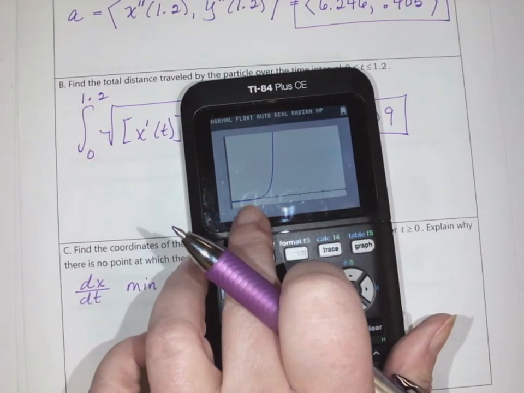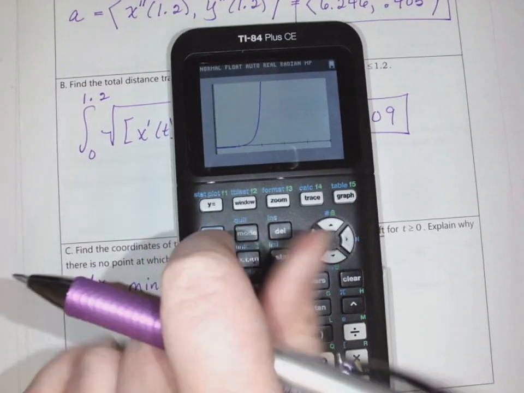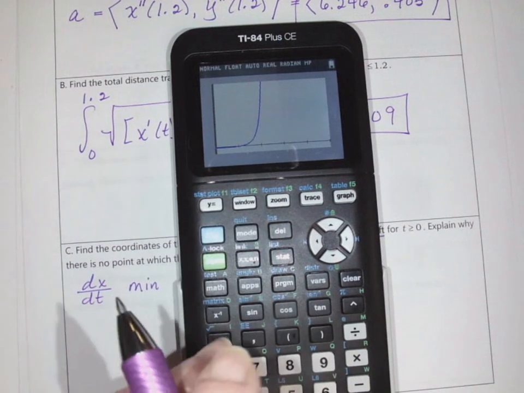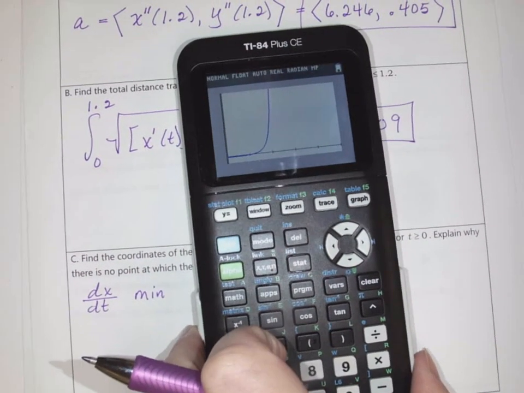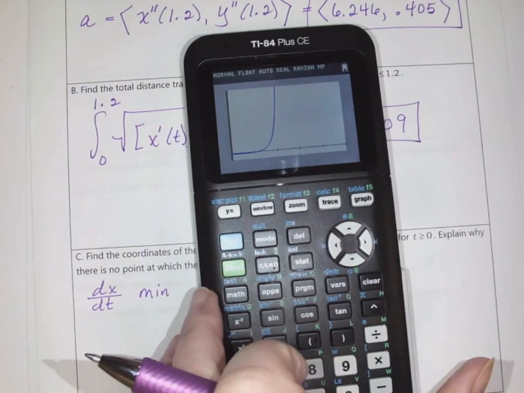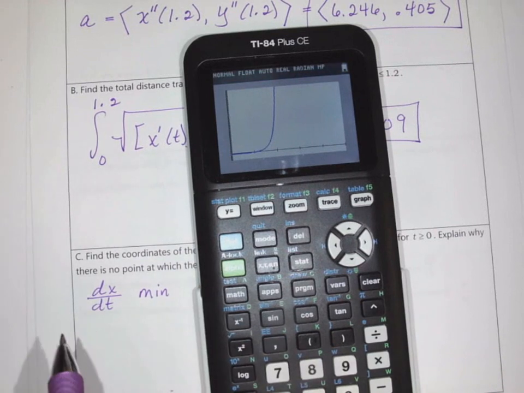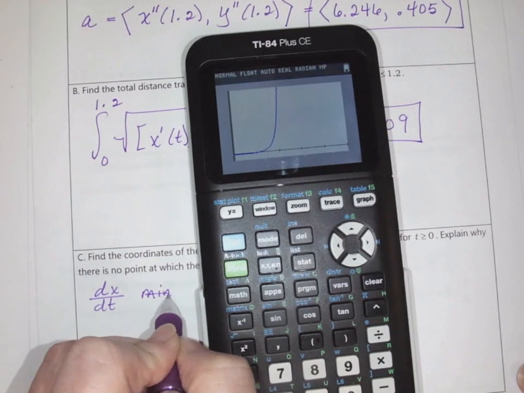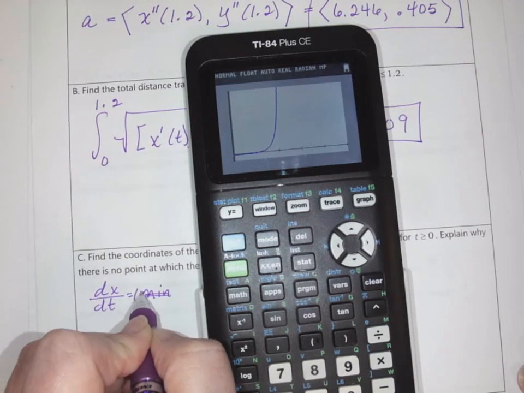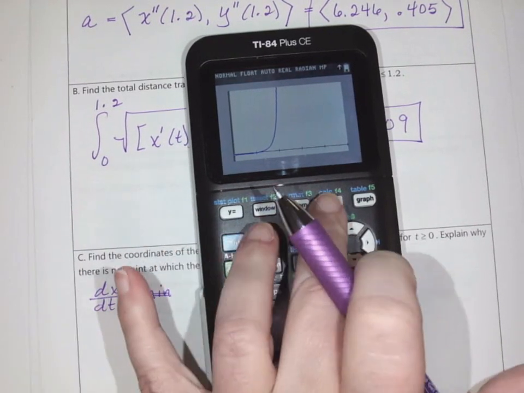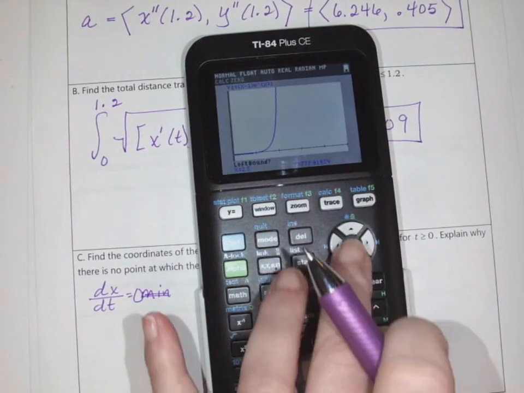Okay, so obviously there's like a little minimum happening down in here if you look at it. So I am going to, actually, I want to know, let me back up. I want to know where dx dt is equal to 0. So I'm going to find that intersect. So I'm going to find that 0.